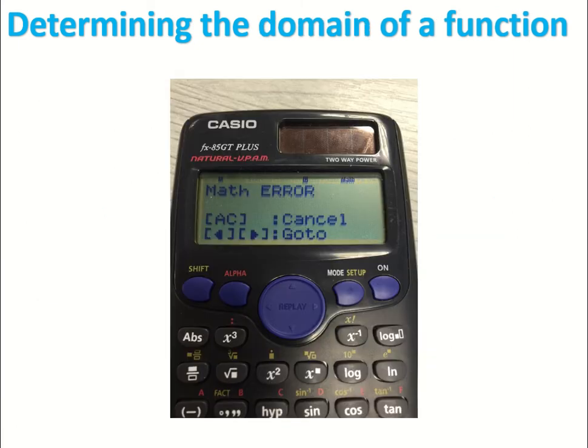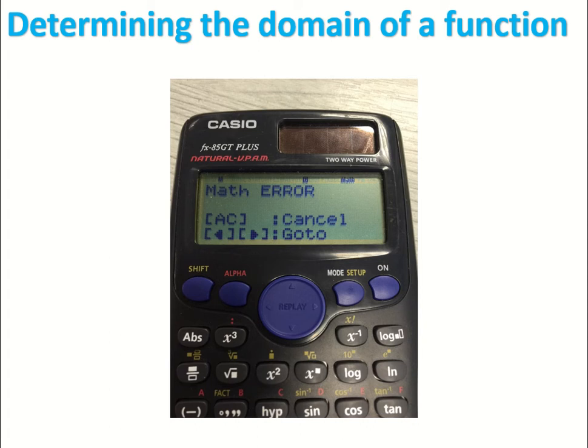The domain of a function, as I say, is dealing with the x values, and you'll be familiar with it because you see this maths error in your calculator. What this maths error is telling you when you get it in your calculator is that there's something wrong with the input.